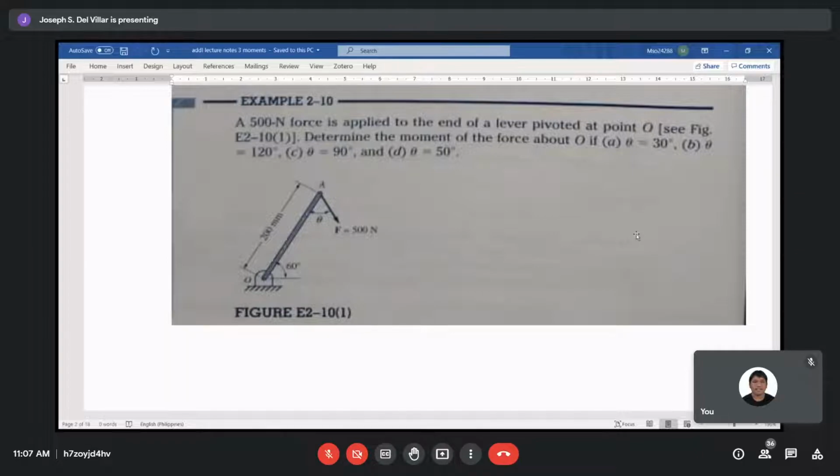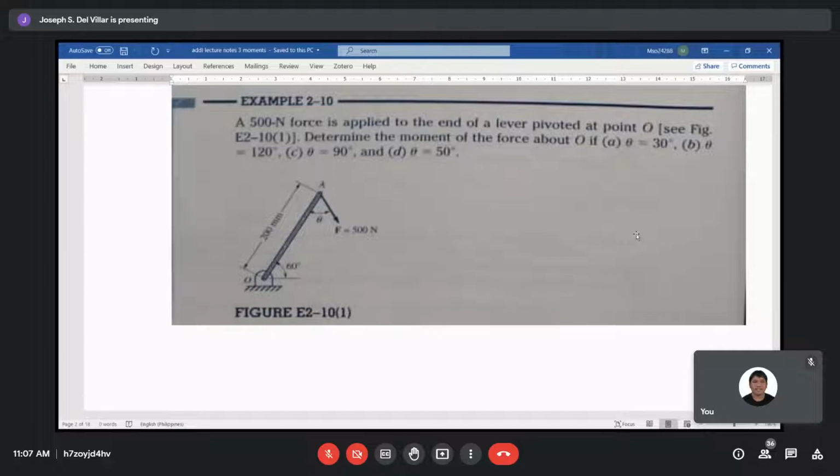Letter C lang yung right angle. So yun lang ang nagko-comply sa principle. Okay? So may moment siya at letter C. Sa letter A, B, and D, meron din siyang moment, but we need to find the force that is perpendicular to the distance. No?